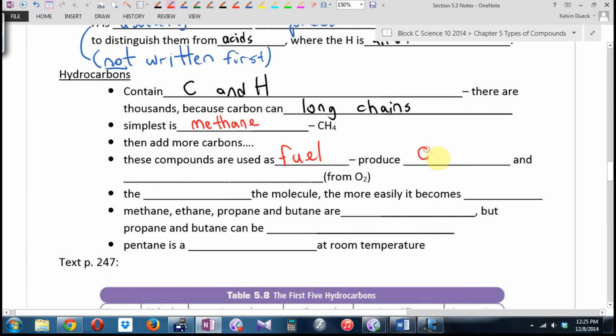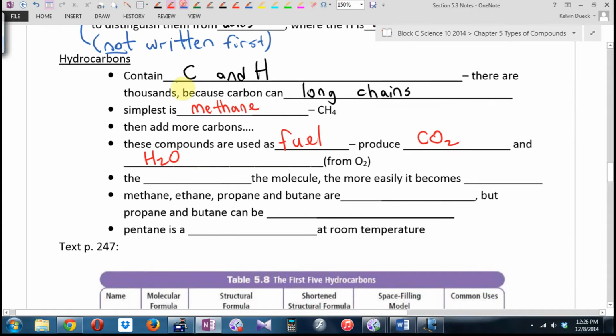And they produce carbon dioxide and H2O. Wait a minute, Mr. Dueck. How can C and H give you oxygen in their final products? Where do they get the oxygen from? The air. This is why engines or burning stuff need oxygen. This is greenhouse gases. This is why when we burn hydrocarbons, one of the byproducts is water, not too bad, and carbon dioxide, which is a greenhouse gas.